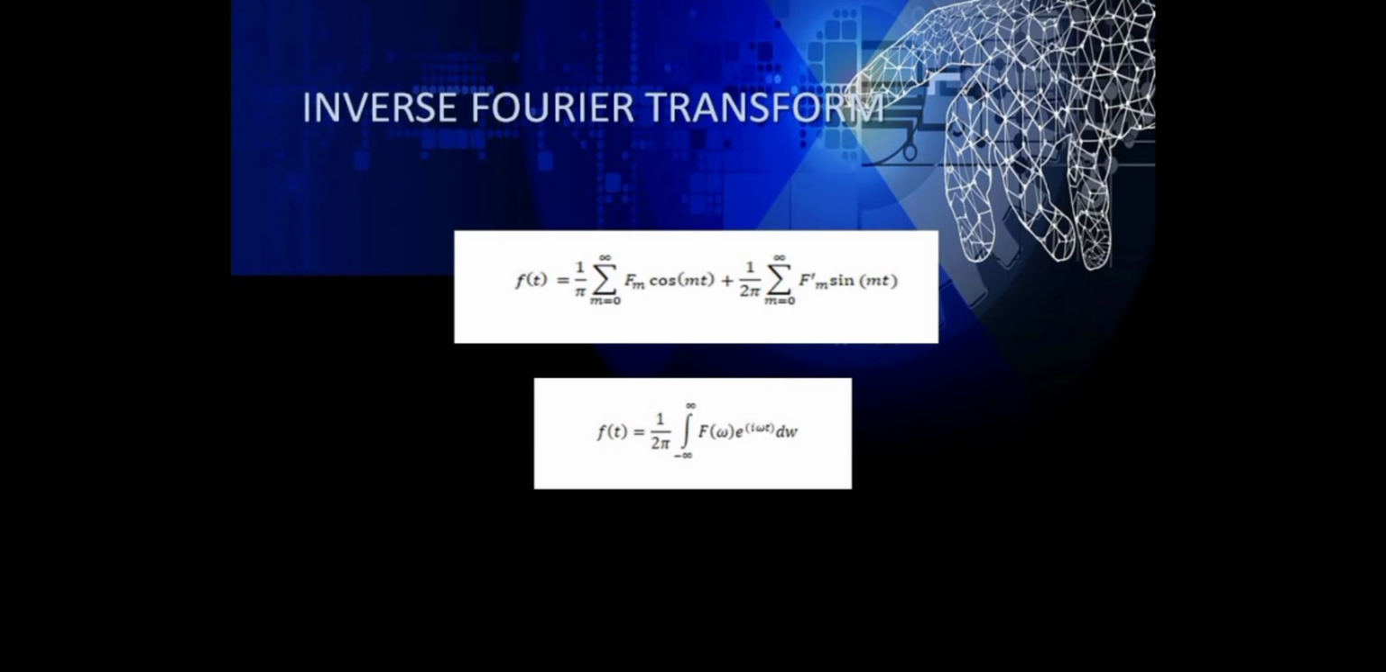It's possible through the inverse of Fourier transform. So first, let's recall the formula for the Fourier series of f of t, which was previously discussed by the other group. We have on our screens an equation. f of t is equal to 1 over pi summation from m equals 0 to positive infinity of F of m cosine mt plus 1 over 2 pi summation from m equals 0 to positive infinity of F prime m sine mt.